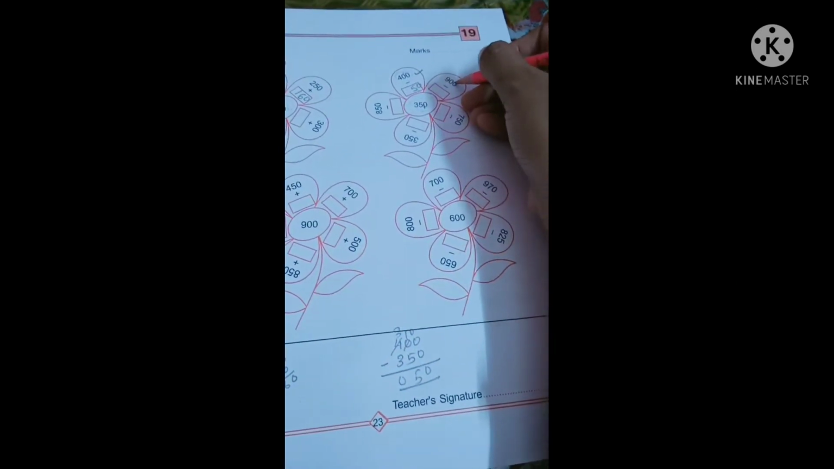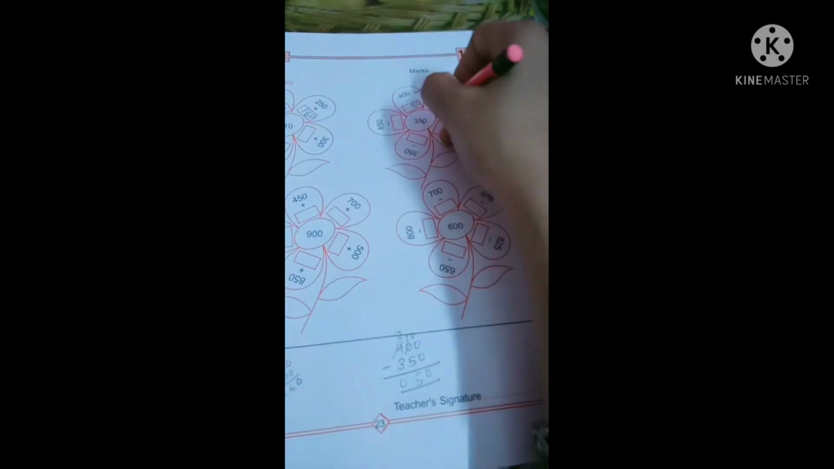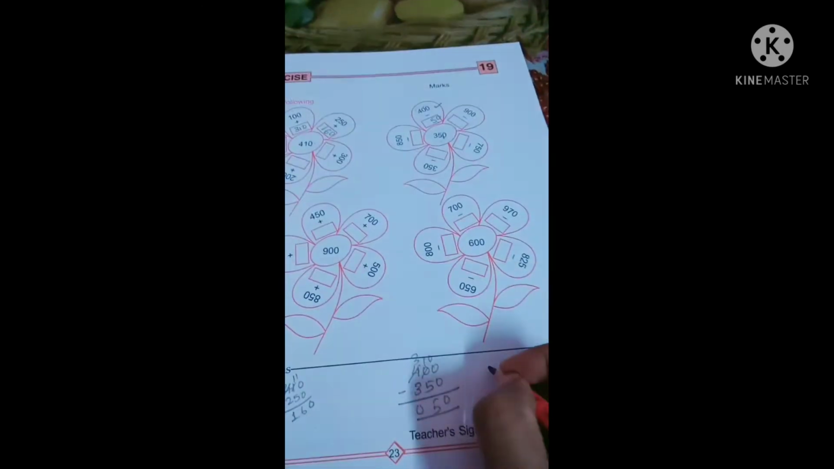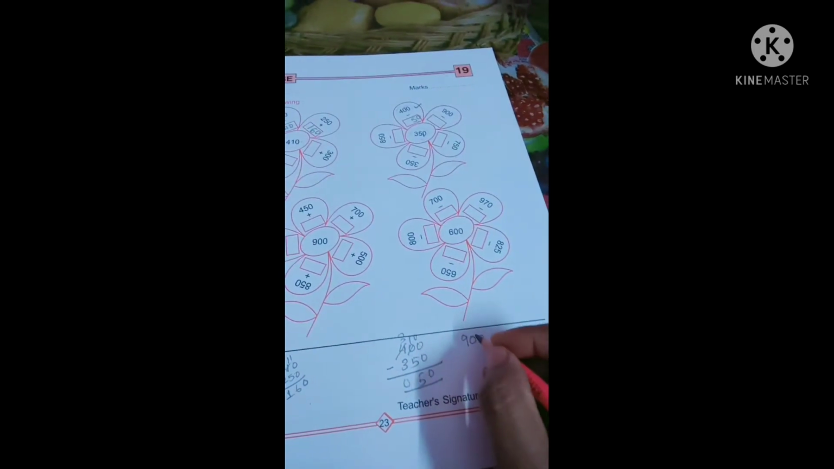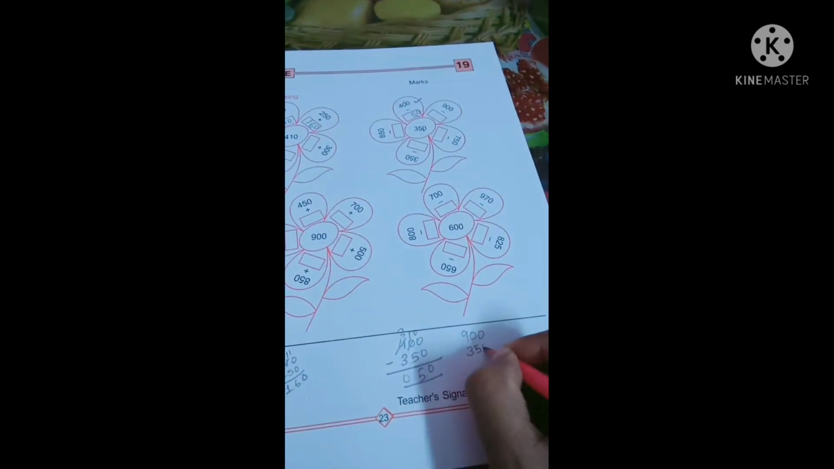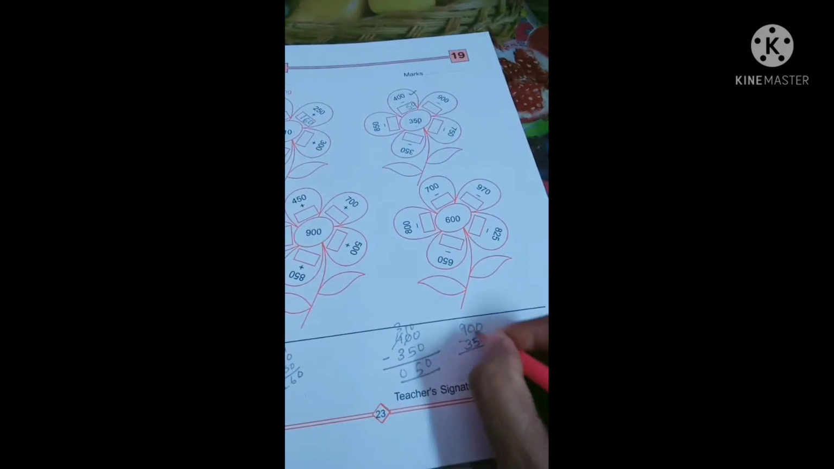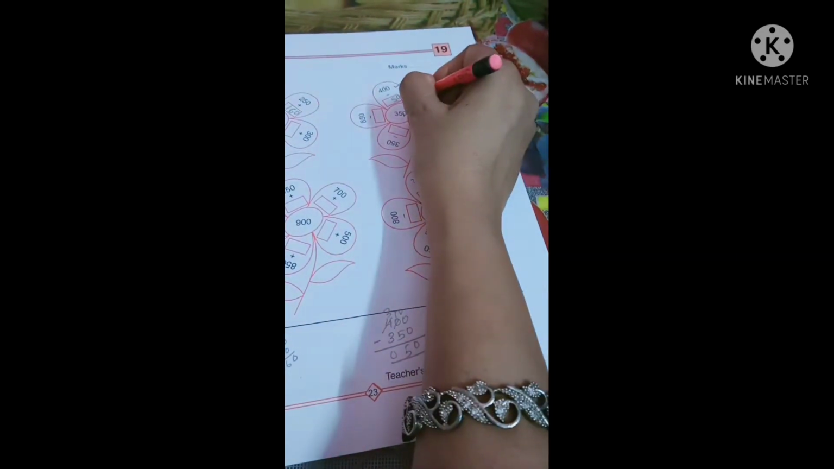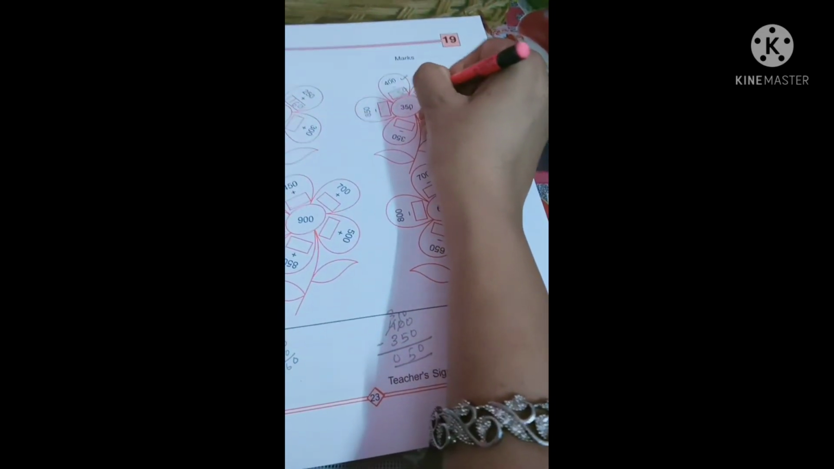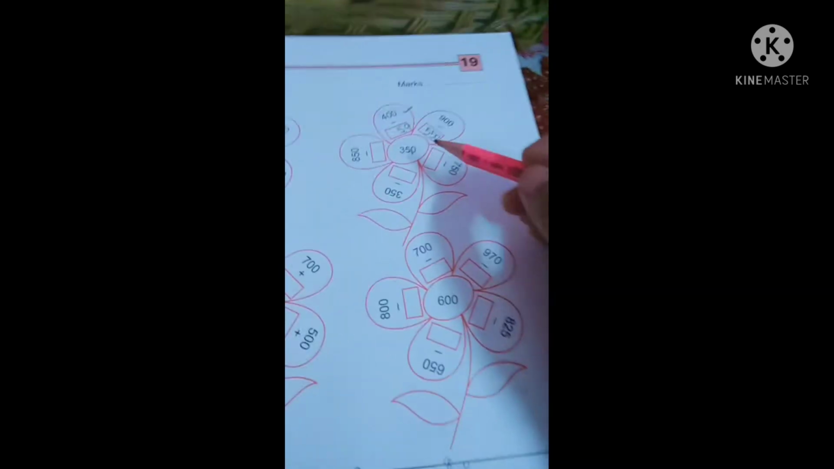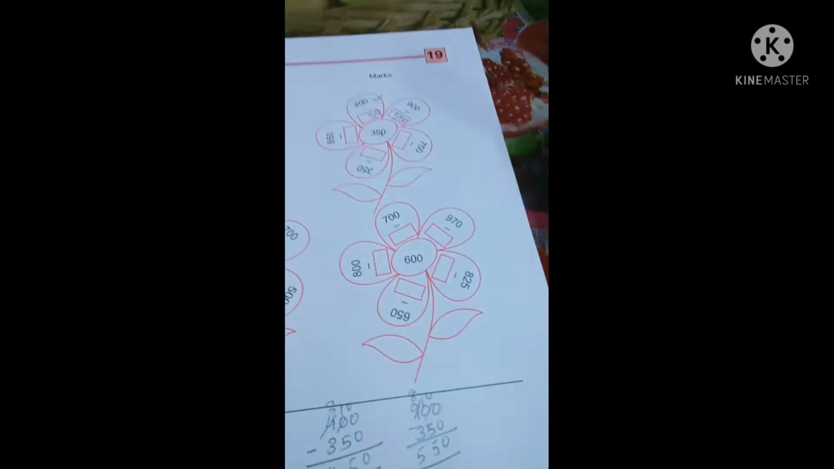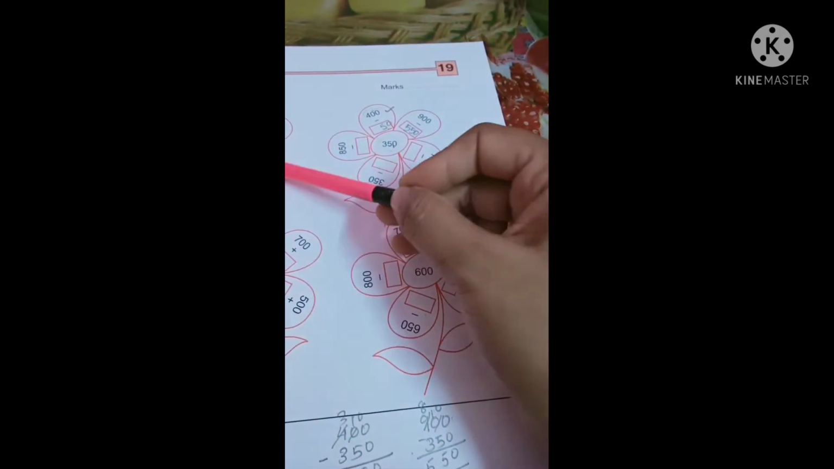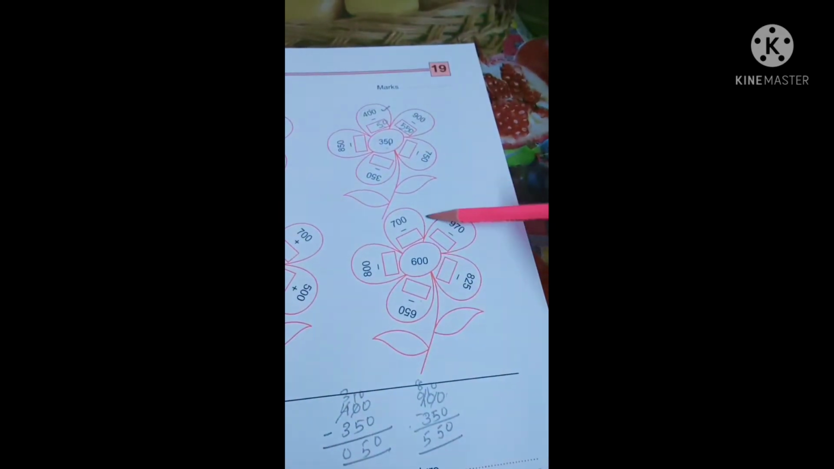Likewise, from 900, how much to subtract to get 350? So see, just subtract 350 from 900. See how much you get? 0 becomes 10. 10 minus 5 is 5. And this is 8. 8 minus 3 is 5. So right here, 550. Okay. So in this way you will complete all these 4 flowers. These 2 flowers have the same pattern and these 2 flowers have the same pattern.